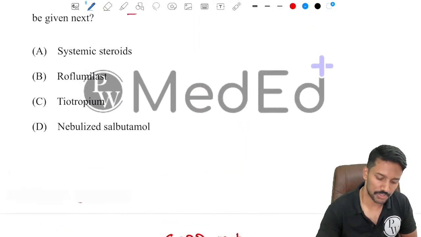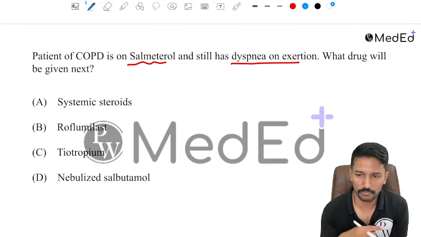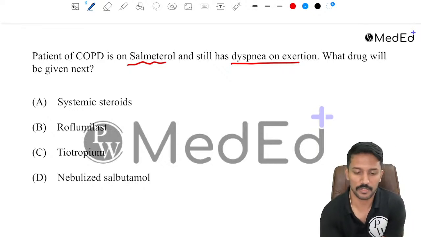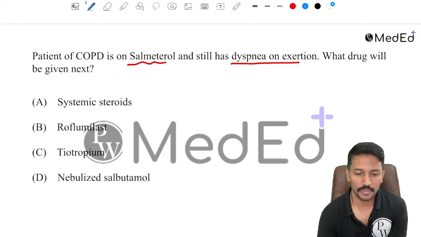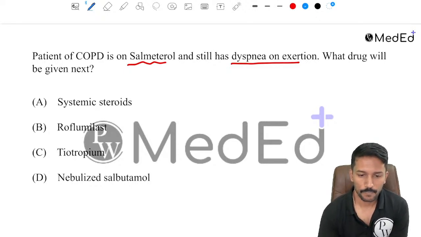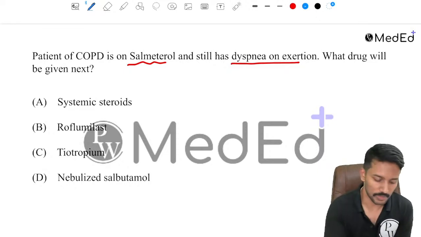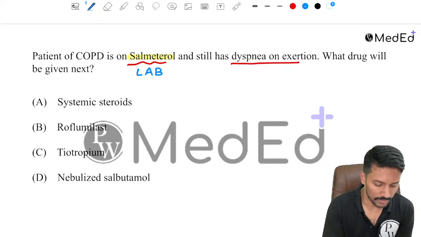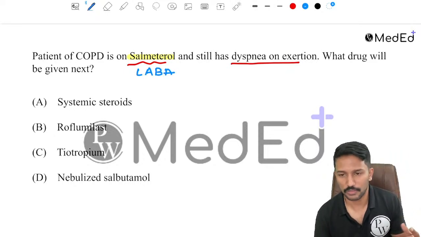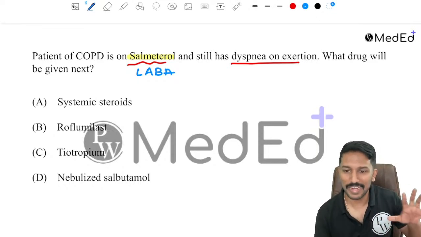So now you tell me, looking at this question, which category was this patient belonging to earlier, so that this current treatment was started? Which category does this patient belong to? Probably he belonged to, because they have started only one medication, right? They have started salmeterol. Salmeterol is a long-acting beta agonist. They have not started tiotropium here, so they have not started LAMA. They have only started one medication, that is LABA. So it was a category A patient.